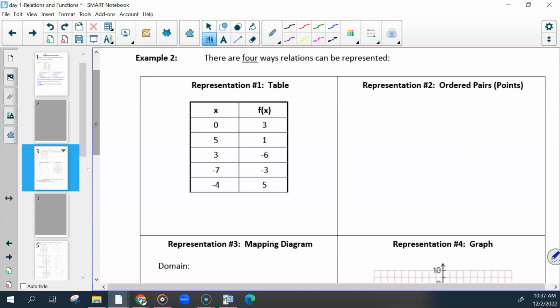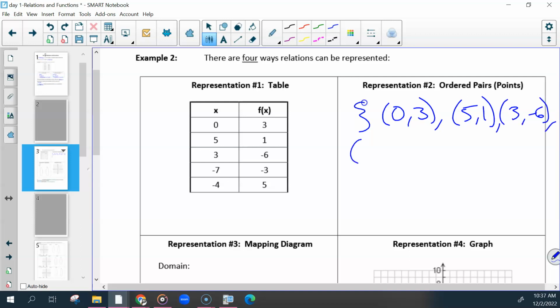So we're given our table. We want to represent it as an ordered pair. You're going to start off with your curly brackets. This is going to say the set of all of these numbers. And then write each of your ordered pairs in parentheses. (0, 3), (5, 1), (3, -6), (-7, -3), and then (-4, 5). Things I believe you've done before, put things as ordered pairs.